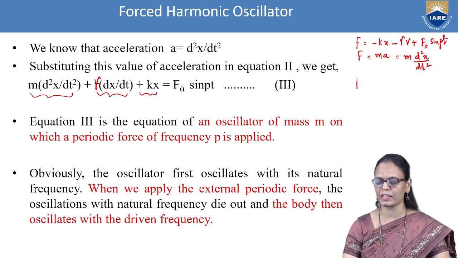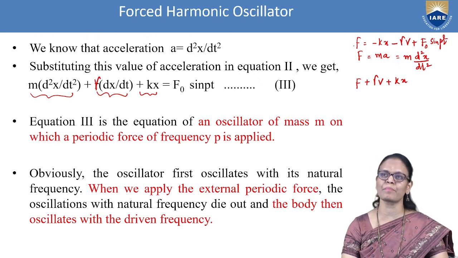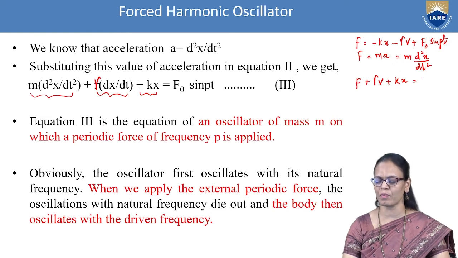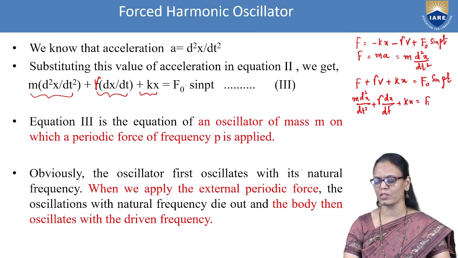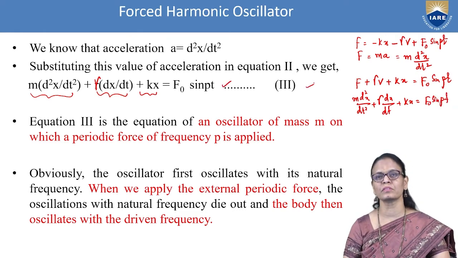Here I have taken the terms onto the other side, plus gamma V plus Kx. So minus gamma V and minus Kx I am taking onto the left hand side. We get F plus gamma V plus Kx is equal to F naught sine pt. And here I am substituting for F, m into d square x by dt square, plus gamma. For V we are substituting dx by dt, plus Kx is equal to F naught sine pt. So that is what we are seeing in equation 3.